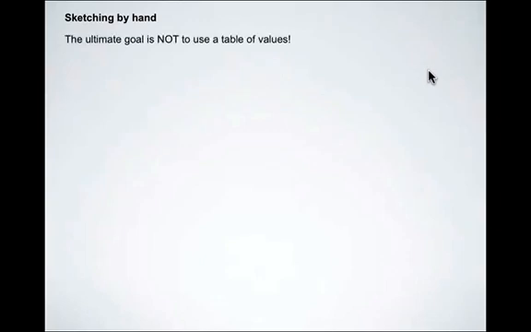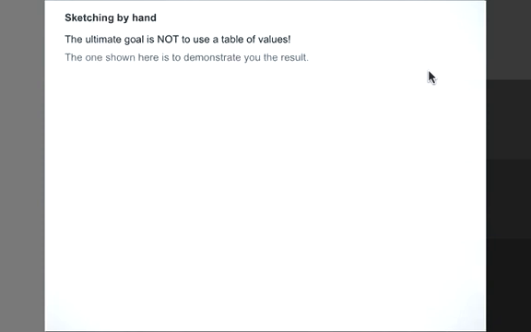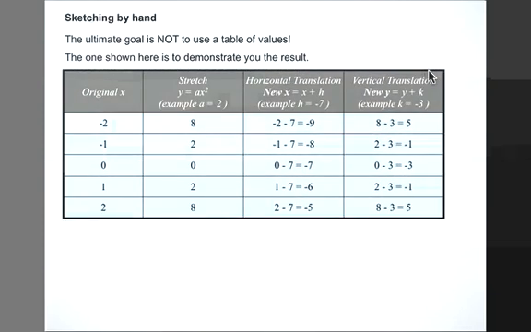The ultimate goal is not to use a table of values. We want to get to a point where the table of values is not required. The one shown here is to demonstrate to you the result. So our original x from y equals x squared are these numbers.